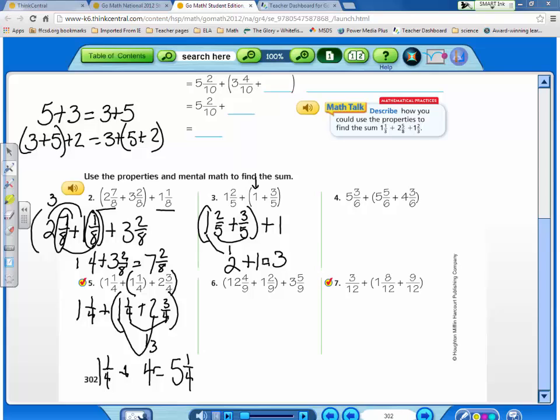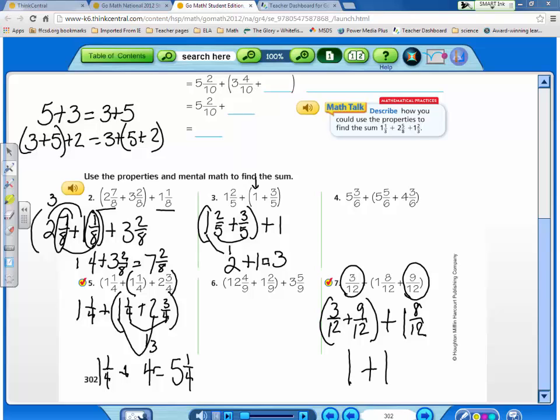We'll do one more to help you. Taking a look at this one, I would want to put the 3/12 with the 9/12 because 9 plus 3 is 12. So 3/12 plus 9/12. We'll do that first, and then we'll add the 1 and 8/12. So you can see 3/12 and 9/12 is 12/12, which is 1, plus 1 and 8/12, and I can do that mentally and end up with 2 and 8/12.